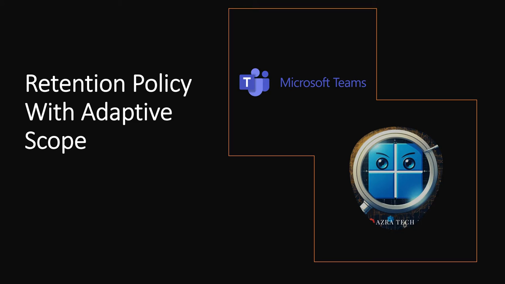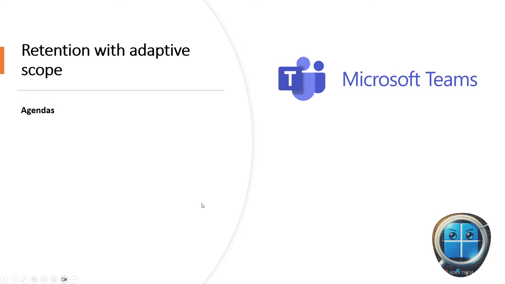In this one, this is another video on a retention policy, but we are going to use a retention policy with adaptive scope. So what we are going to cover in this video, first we will talk about what is adaptive scope. What is adaptive scope? In Microsoft 365, probably 2 years ago, or maybe a little bit more than 2 years, Microsoft created this feature called adaptive scope.